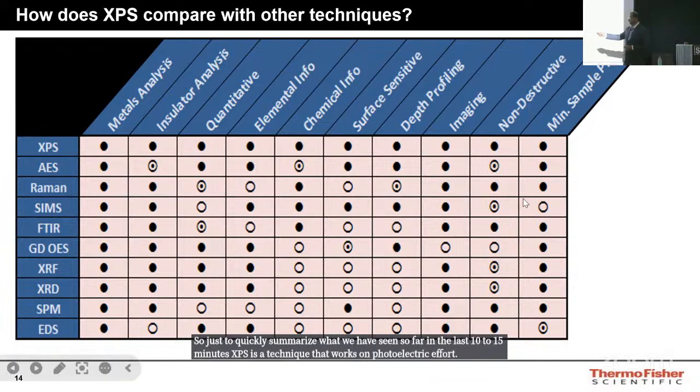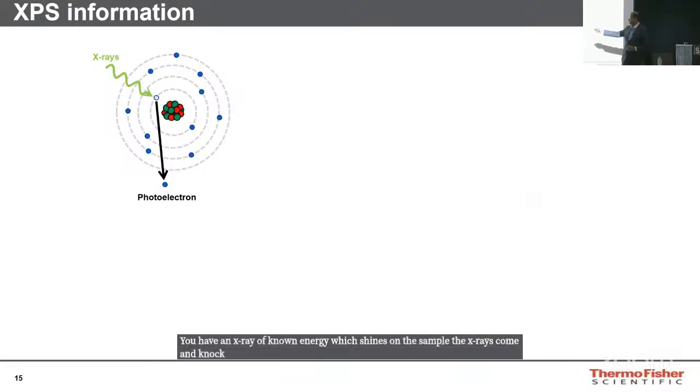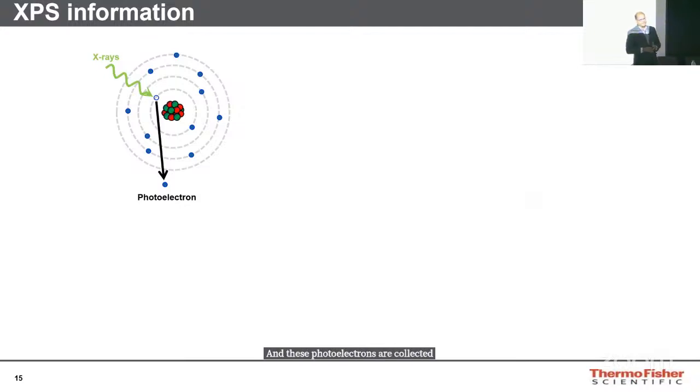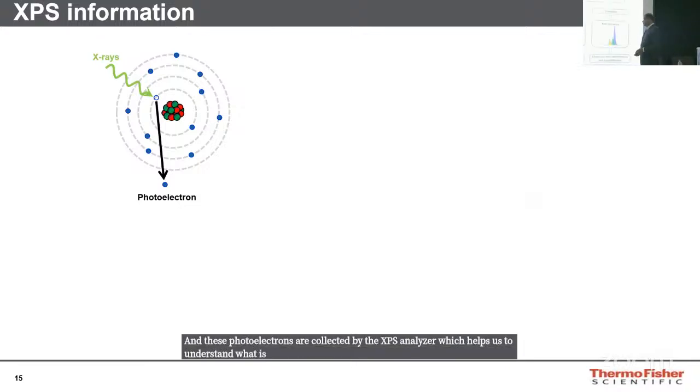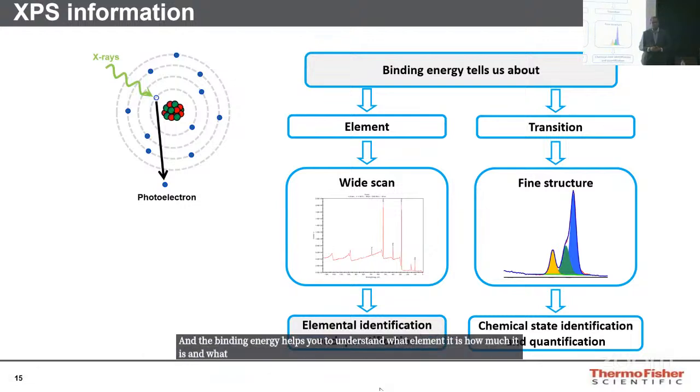You have an X-ray of known energy which shines on the sample. The X-rays come and knock on these electrons, and these electrons are ejected out of these orbitals. These electrons which are ejected are called photoelectrons, and these photoelectrons are collected by the XPS analyzer, which helps us understand the binding energy of the photoelectron. And the binding energy helps you understand what element it is, how much it is, and what is the chemical state of the element.